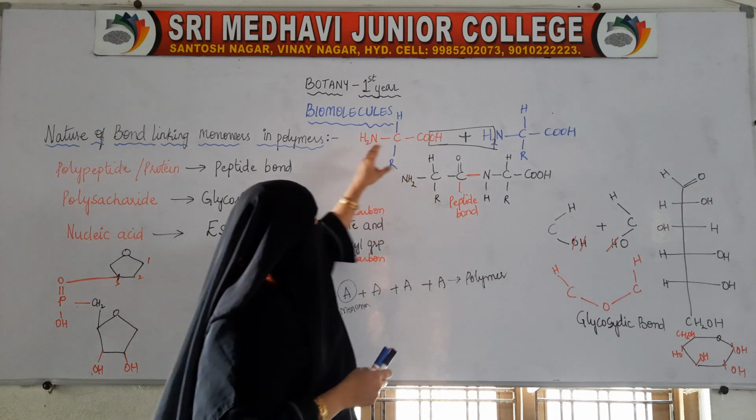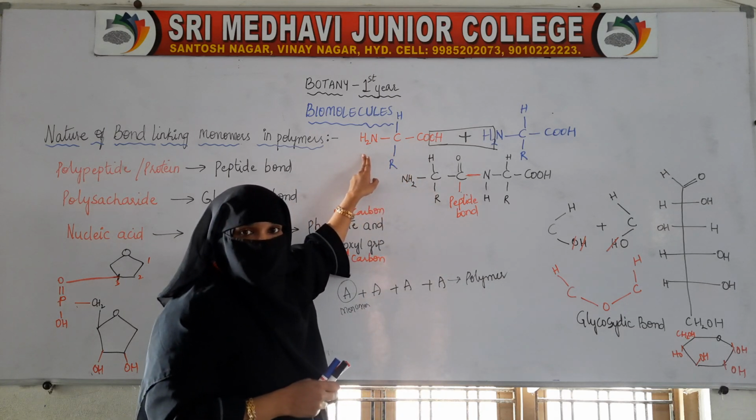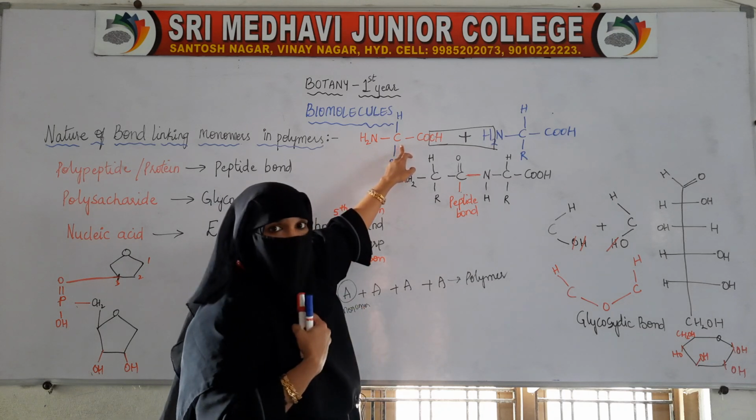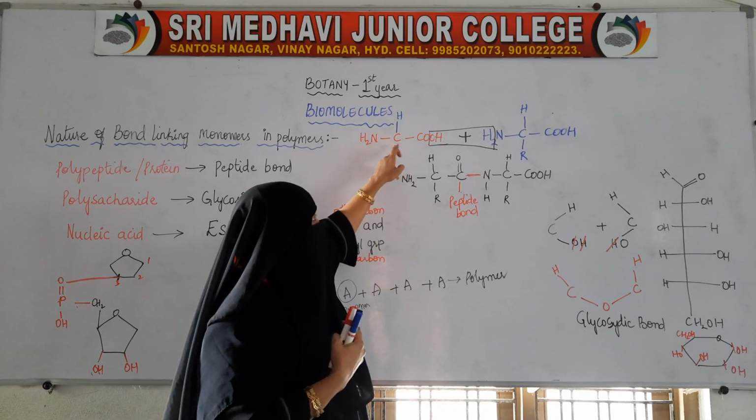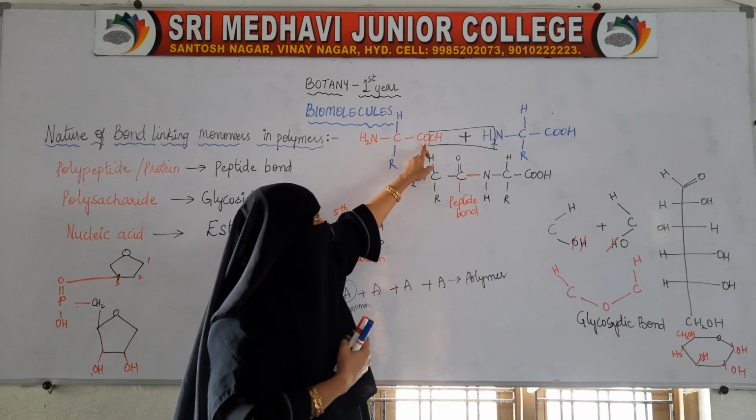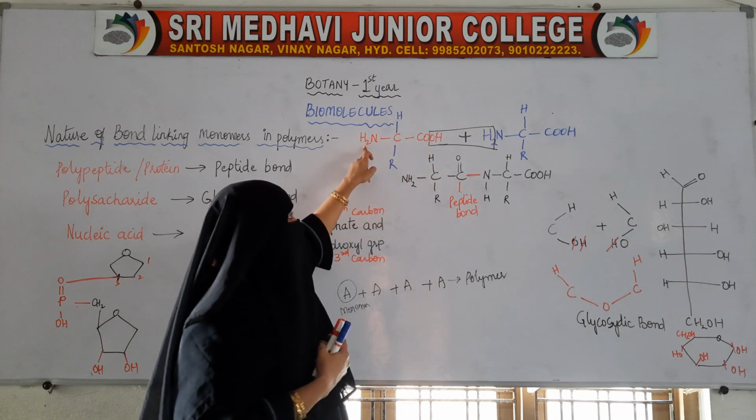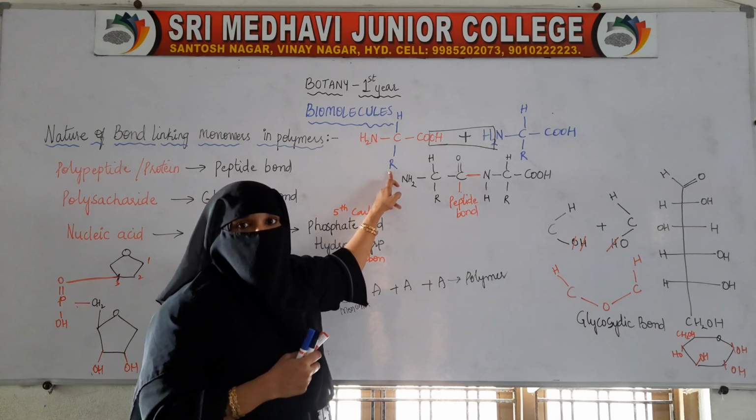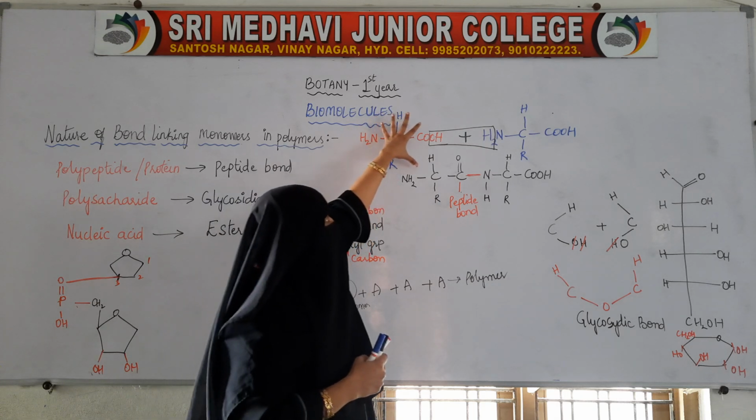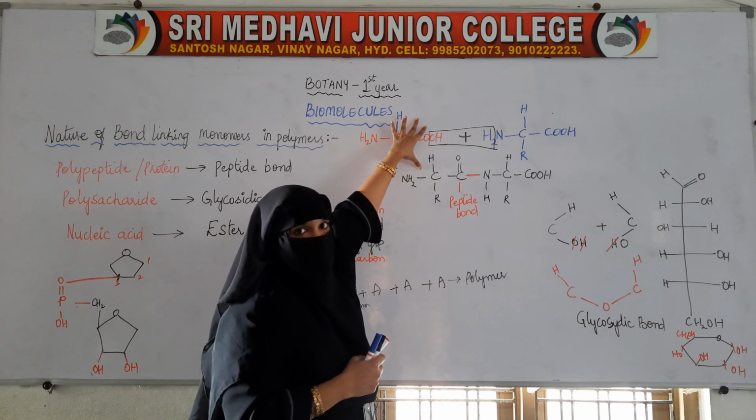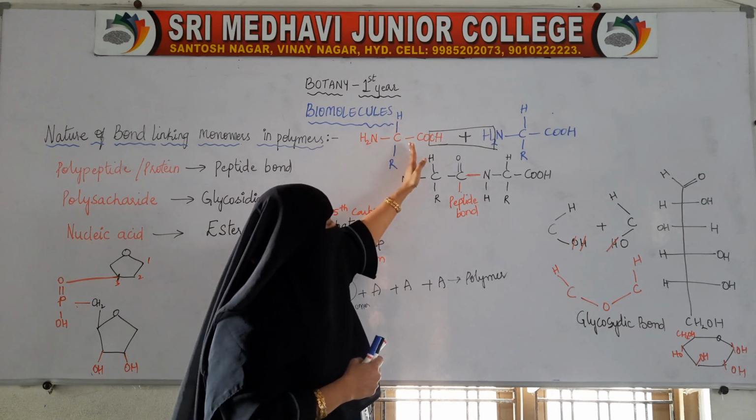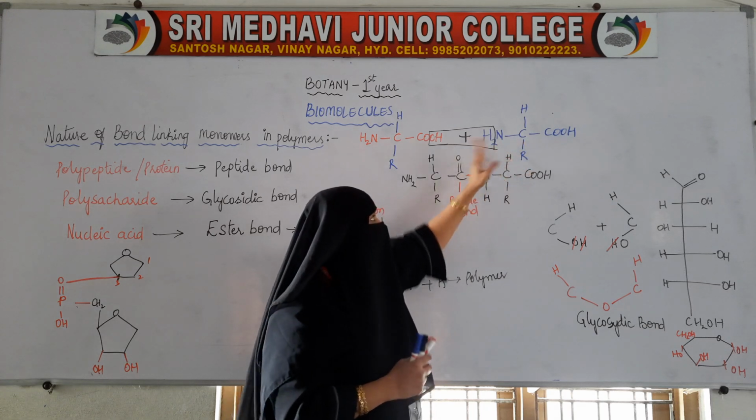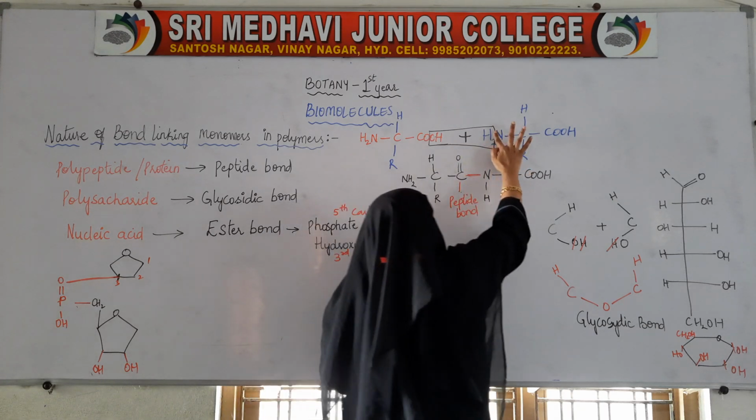So here this is one amino acid. It consists of an alpha carbon. To the alpha carbon 4 groups are attached. One is the carboxyl group, one is the amino group, one is the hydrogen, and one is the R group. So this is one amino acid. Now one amino acid is joining with another amino acid. This is another amino acid. So I'll remove this first.